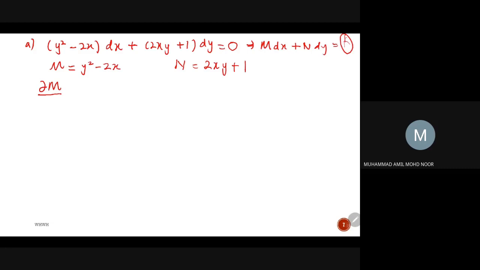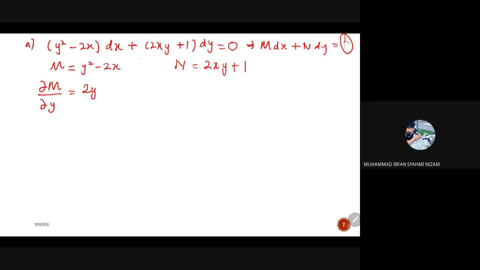Y ke x? Del M over del Y. Del y, correct. Okay, so now semua orang dah pandai dah. To differentiate this with respect to y, what you will get? 2y. Second term ada tak? Del y of 2x dapat apa? Yang ni akan dapat 0, right? Because x is constant. Alright, done with that.